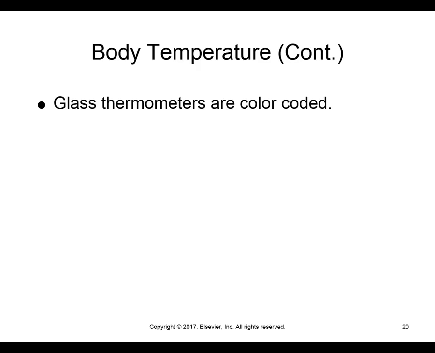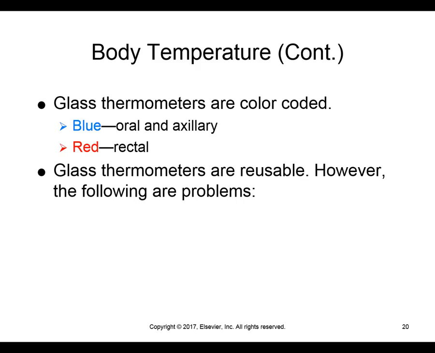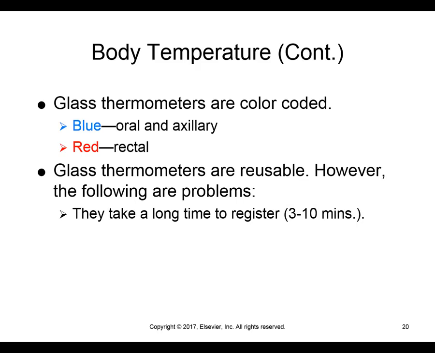Glass thermometers are color-coded, as I said, blue for oral and axillary, and red for rectal. Glass thermometers are reusable. However, there's a few problems, as you can imagine, with them. One, they take longer to register, 3 to 10 minutes. They break easily. So when you're flicking the thermometer down, as I showed you a picture of earlier, after you're done taking the temperature, it can hit something and break.